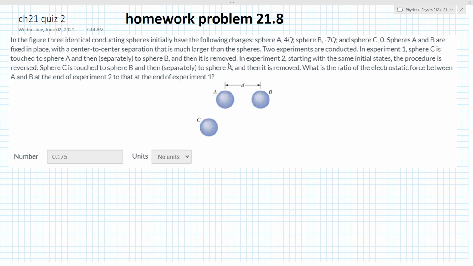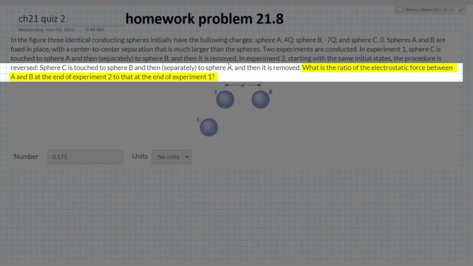This problem describes two experiments. There's a sequence of events for experiment number 1 and a sequence of events for experiment number 2. To me, when I read through this problem, my first thought is to create a table. It's pretty confusing and there's a lot going on. So my instinct is to tabulate everything or create a series of diagrams. Ultimately, after going through experiment 1 and experiment 2, you need to find the ratio of the electrostatic force between A and B at the end of experiment number 2 with respect to at the end of experiment number 1.